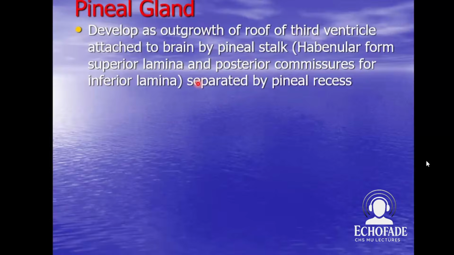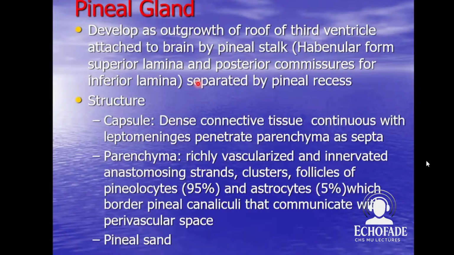For the structure, we have a dense connective tissue capsule, just like what we have talked about. But this tissue, because it's attached to the brain, continues with the leptomeninges, that is the dura and the pia mater. The capsule penetrates by way of septa into the organ, giving it a supportive framework. The parenchyma usually contains pinealocytes and astrocytes.